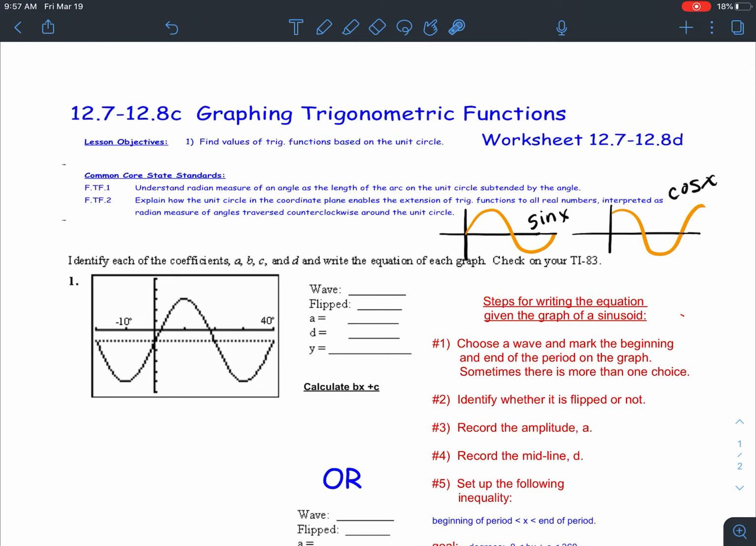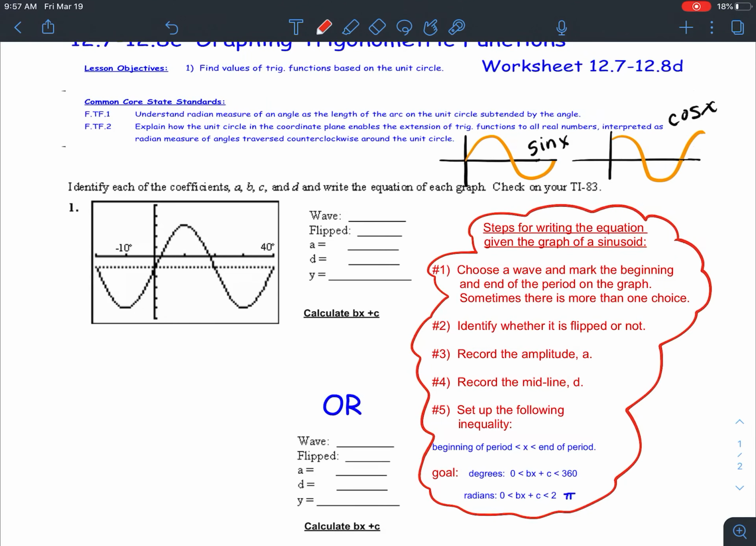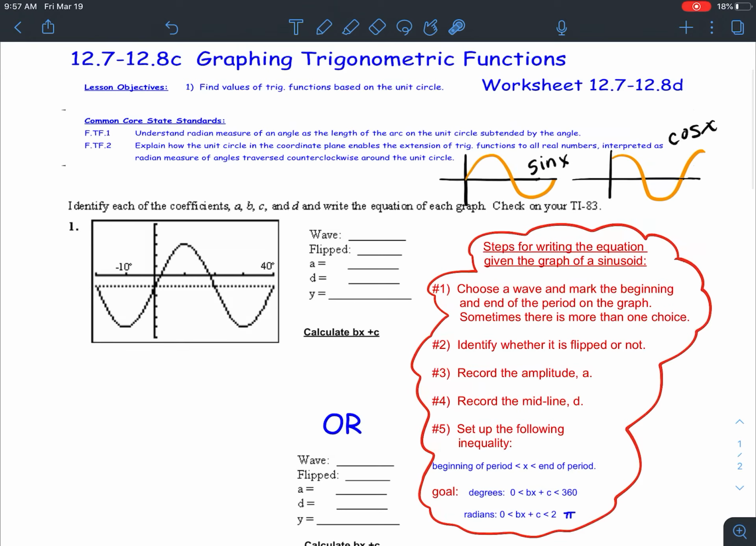Okay, you can see that there are some steps that I have off to the side here, and I'm going to walk you through these steps for these problems. The one thing I want you to notice right off the bat is that the graph you're given often shows more than one cycle through a wave. And I think it's important to note that there are lots of different correct answers to these problems. One person might see a sine wave and another person might identify a cosine wave.